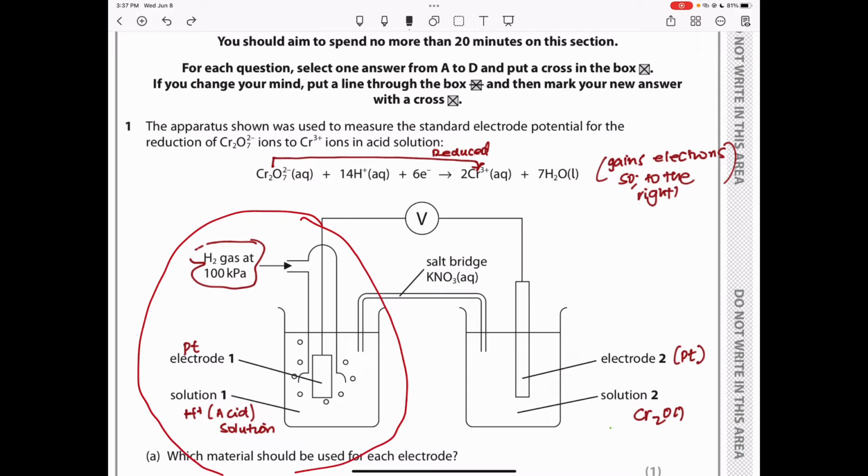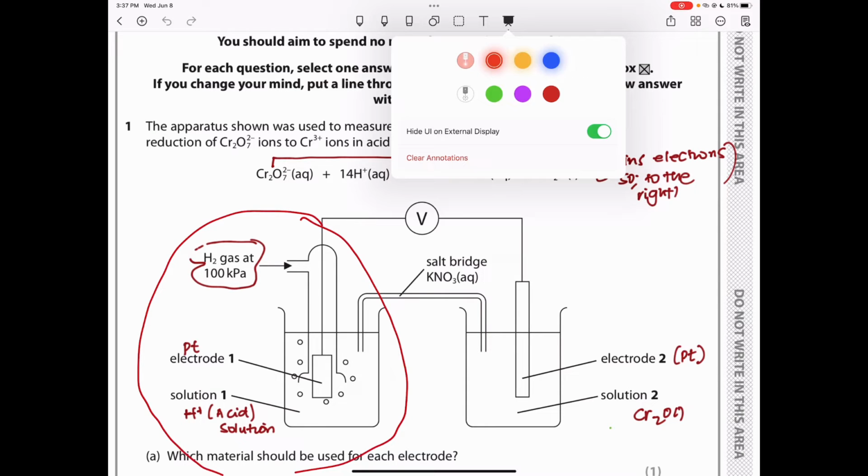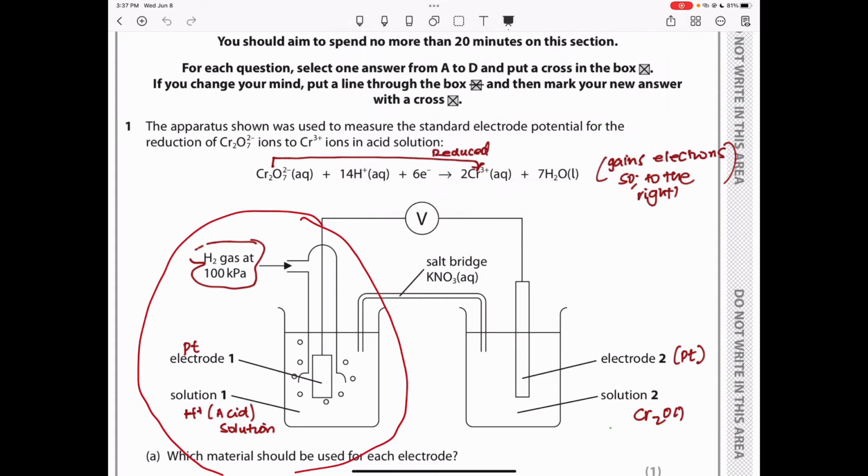Of course, you guys know if it's hydrogen gas coming in, and this is a half cell using the standard hydrogen electrode, it means the electrode we're going to use here is going to be platinum, and the solution has to be 1 mole per decimeter cubed of an acidic solution. In this case, usually it's hydrochloric acid. The other half cell, they've also given us solution 2, electrode 2.